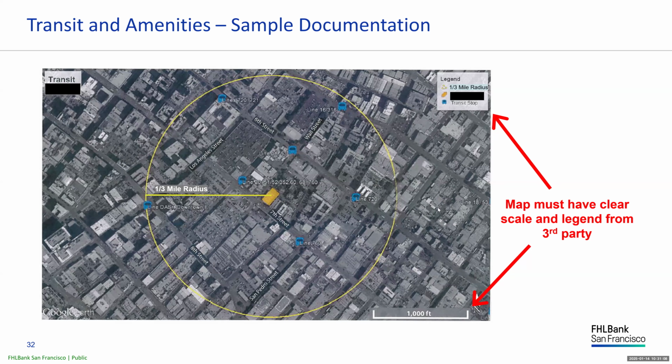It is very important for both transit and amenities documentation that the third-party scale and legend is included, as we often see projects lose points in this area because the third-party scale was missing. This gives us certainty that the information provided is accurate. Otherwise, we can't tell if it was just created by the applicant.